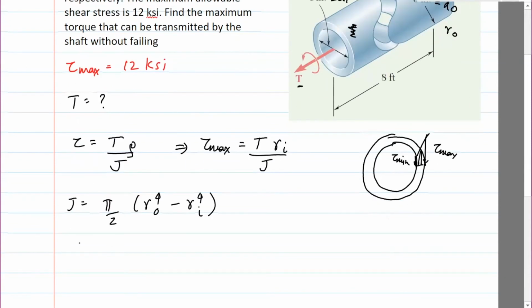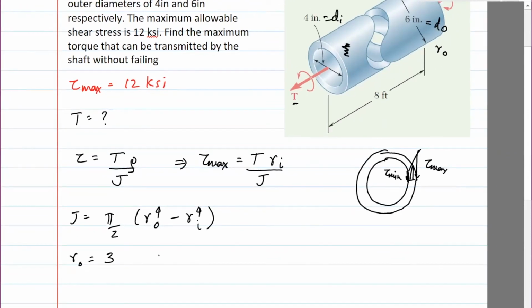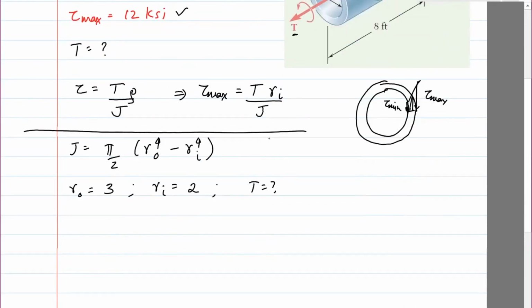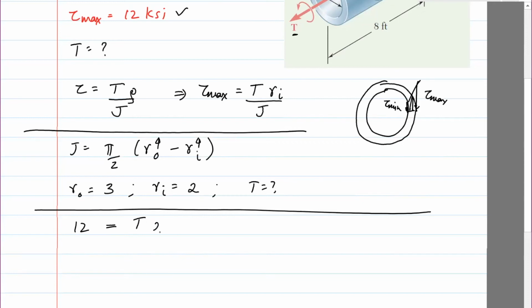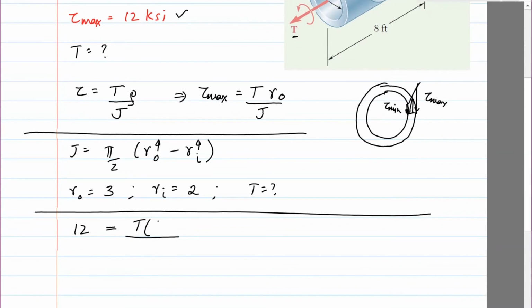So this here RO is 6 divided by 2, which is 3. RI is 4 divided by 2, which is 2. And then tau max is given. T is unknown. So it's just a matter of substitution. So tau max is 12. T is unknown. Ri is 2. Wait, my bad. It should be Ro, right? Not Ri. So 3 times pi divided by 2.